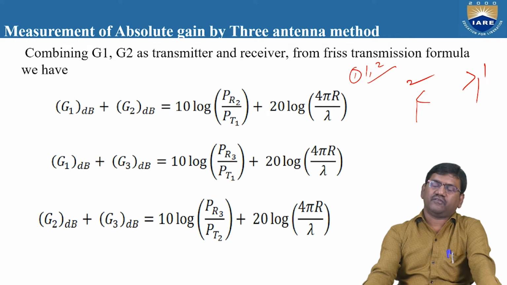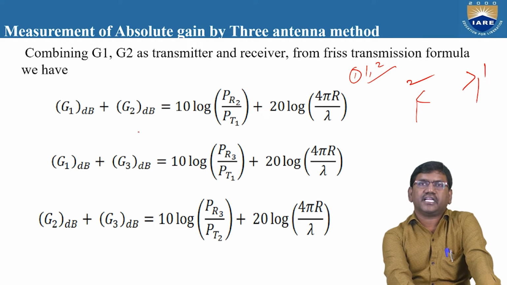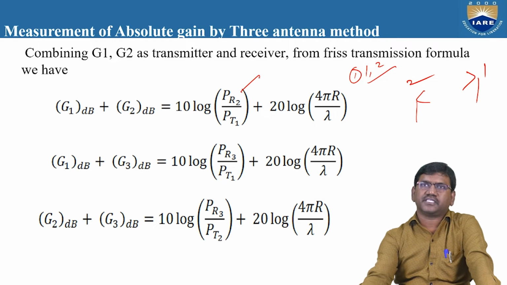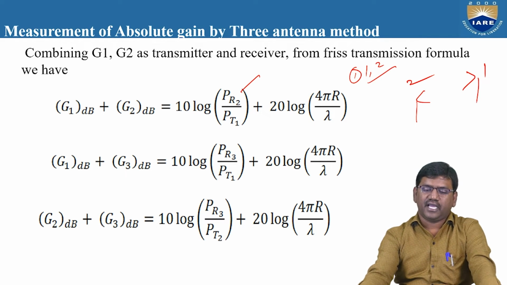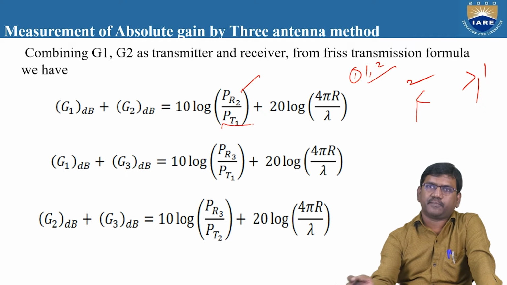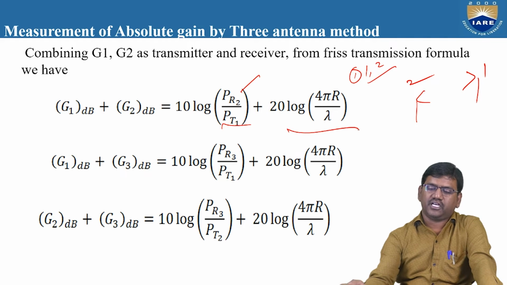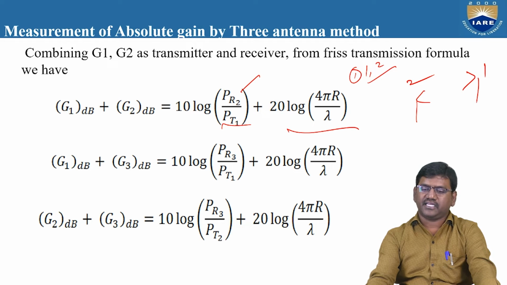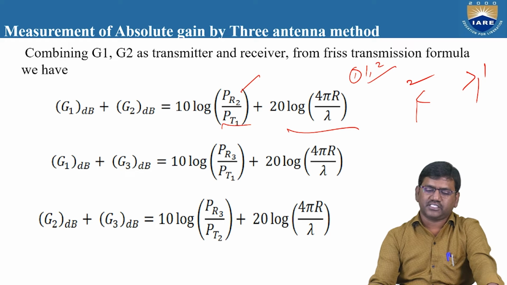Here we denote by suffix G1 the gain of the transmitting antenna 1, and G2 represents the gain of antenna 2. R2 represents the receiving antenna 2. PR2 represents the amount of power received at antenna 2, and PT1 represents the power transmitted by antenna 1. This is the fixed term, 20 log 4 pi r by lambda, because R is the fixed distance between antenna 1 and antenna 2, and lambda is the wavelength, which depends upon the operating frequency. So this is case 1.